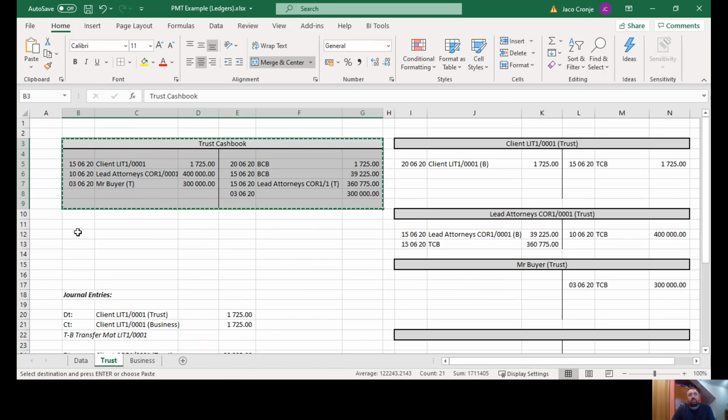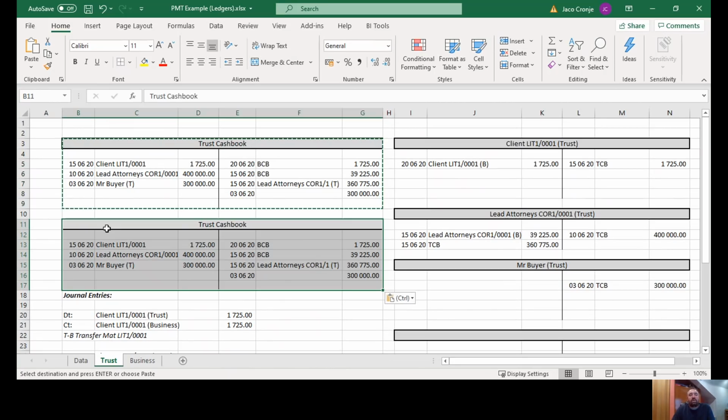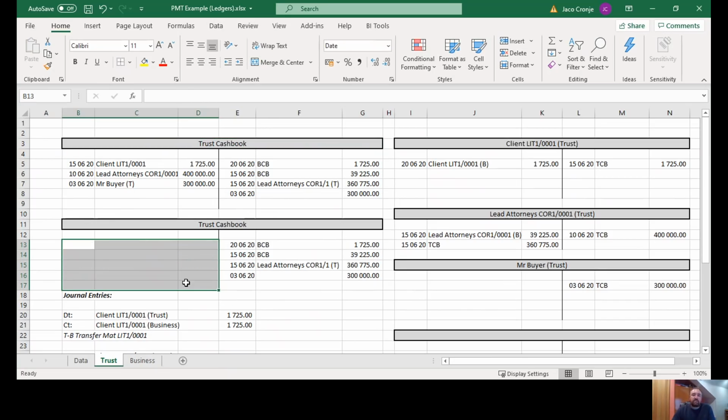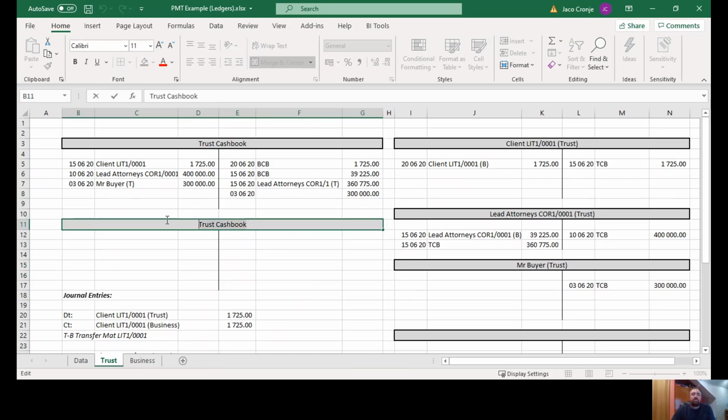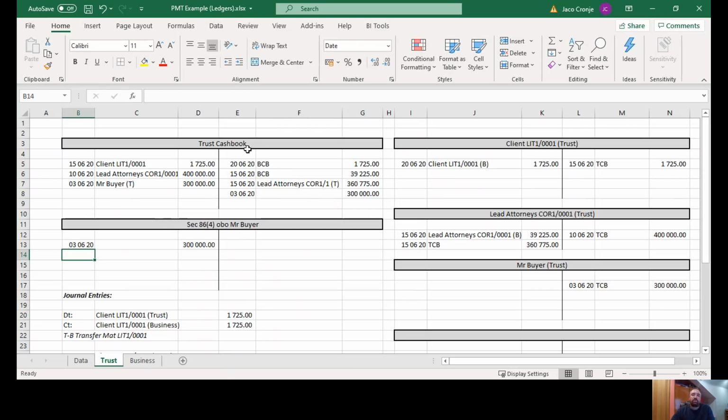My liability towards the client stays the same, but I now have to open a second cash book, which I'm going to call, this name is very important. You have to say it's in terms of section 86(4), and you have to say on behalf of Mr. Buyer. And we receive the money into my other bank account. So basically all that's happening is I'm moving it from this bank into that bank, and my liability towards the client stays exactly the same.